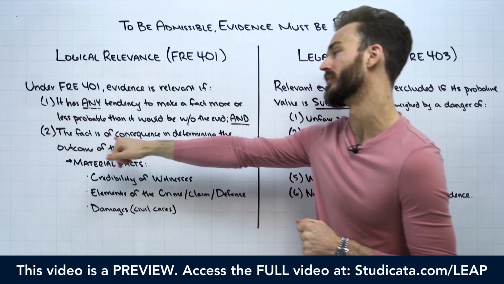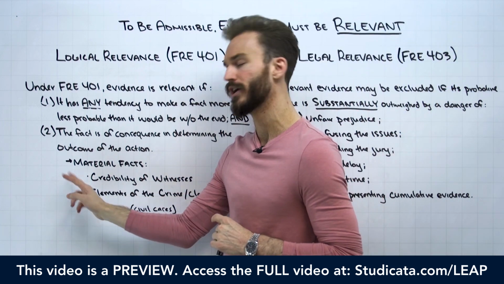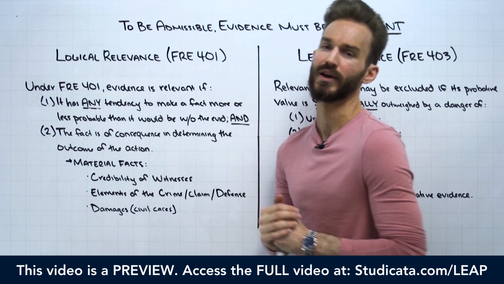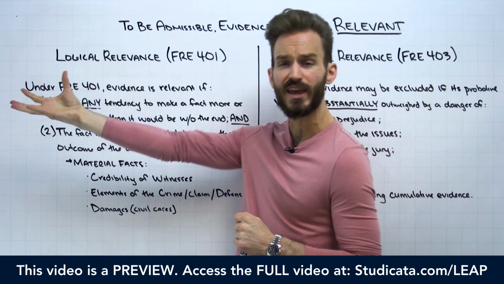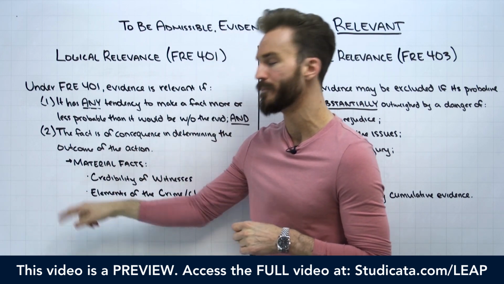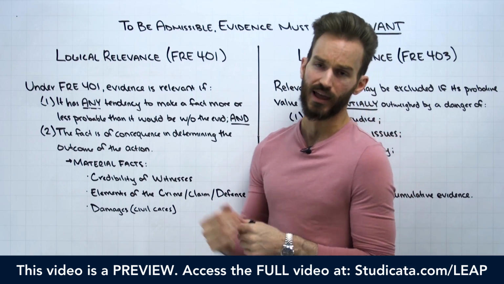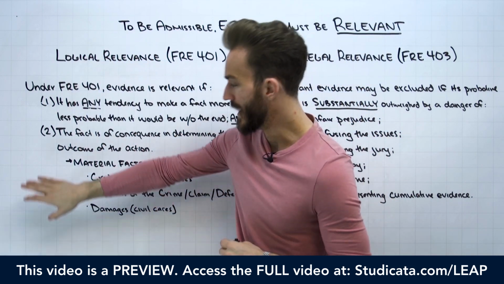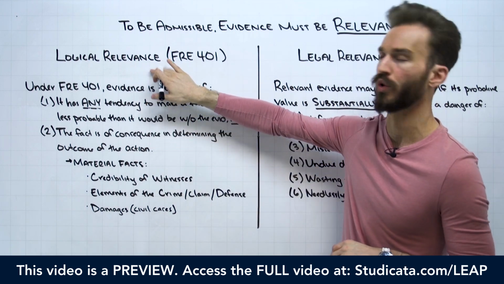That is now a fact that is of consequence in determining the outcome of the action. That goes directly to my credibility as a witness, right? We call that sensory competence, right? My ability to see goes to my credibility. So in that case, if I have an allergy to pancakes that could affect my vision, now that fact is material, right? So that would be relevant under 401.